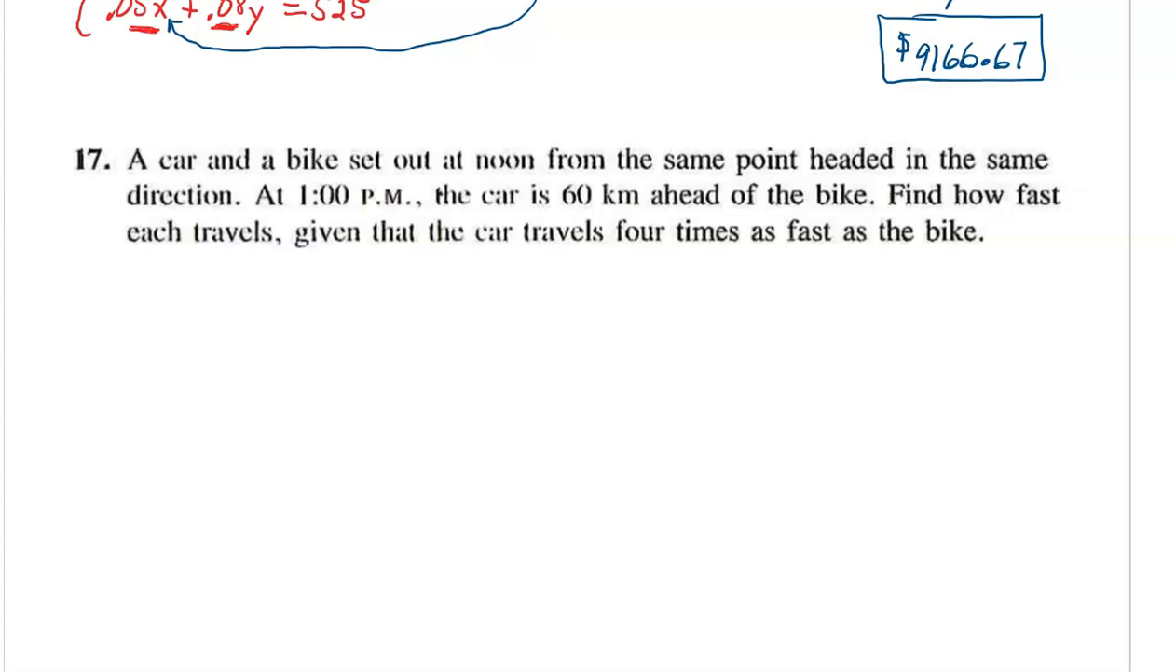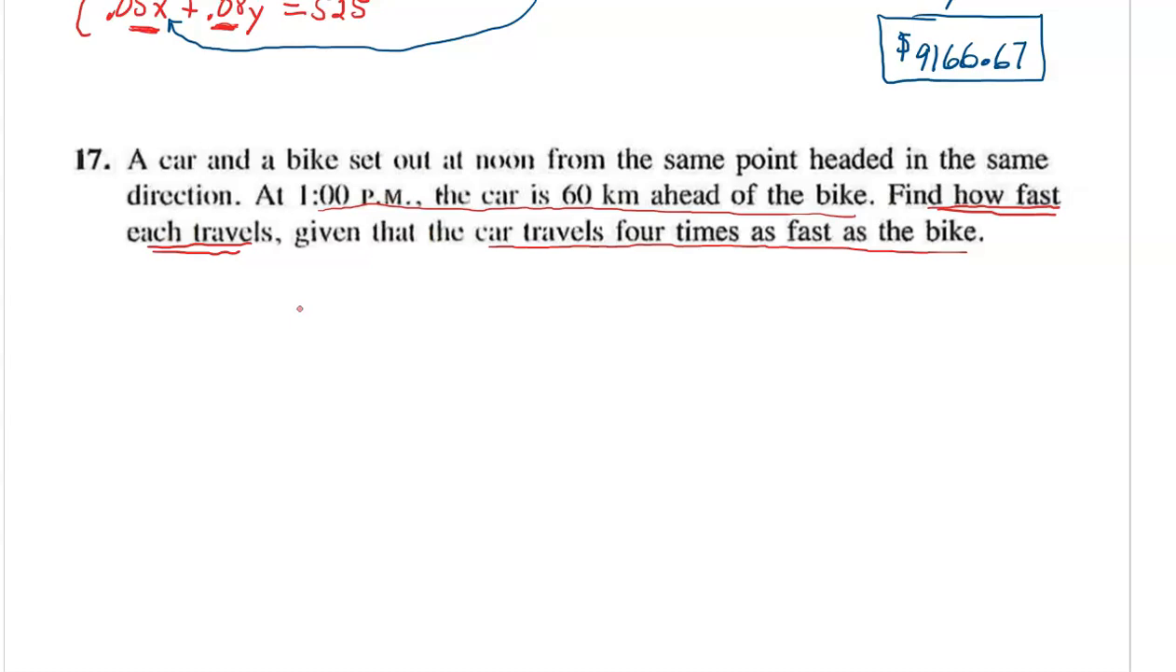Now number 17. A car and a bike set out at noon from the same point headed in the same direction. At 1 o'clock, the car is 60 kilometers ahead of the bike. What are we asked for? Find how fast each travels. And then we're given another relationship. The car travels 4 times as fast as the bike.